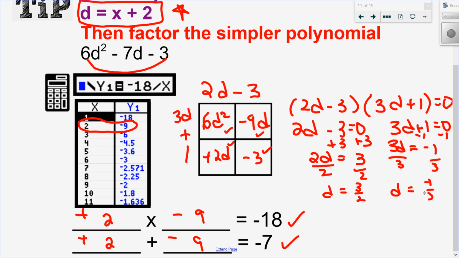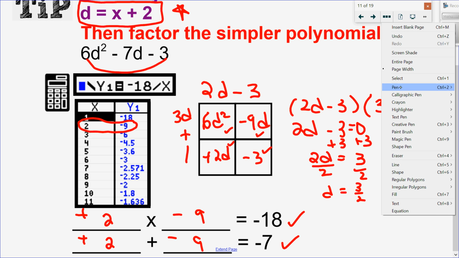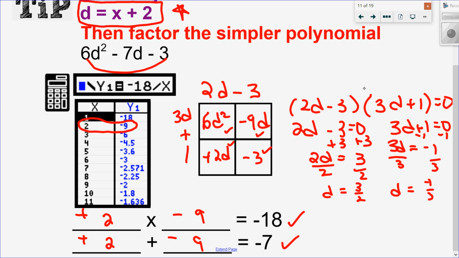Now that's the solution for d, but remember we didn't start with d, we started with x's. So remember up here where I said d was x plus 2. Now all I'm going to do is substitute instead of a d, because I know that d is x plus 2, I'm going to write this as x plus 2 equals 3/2.